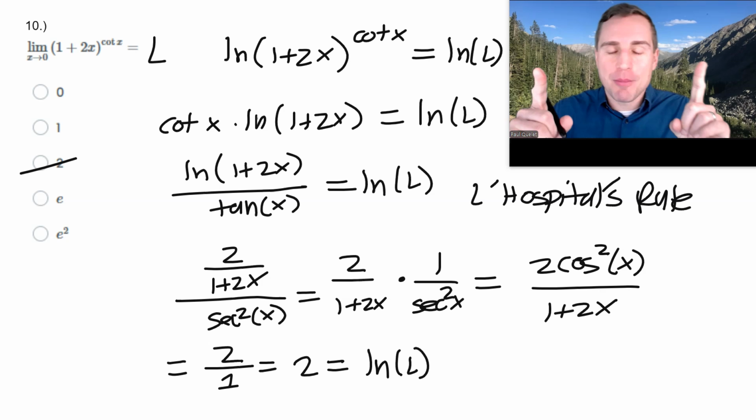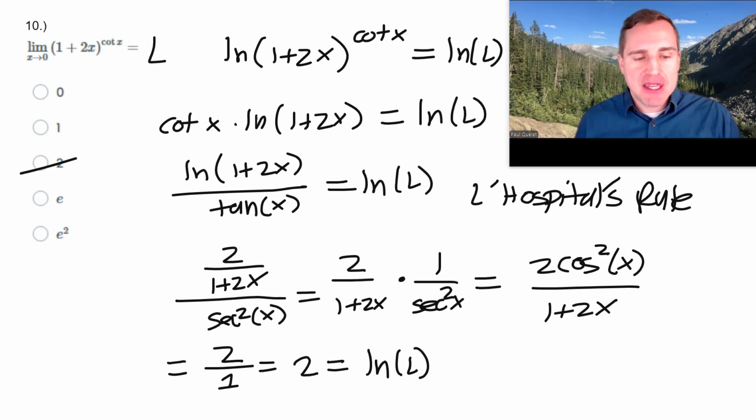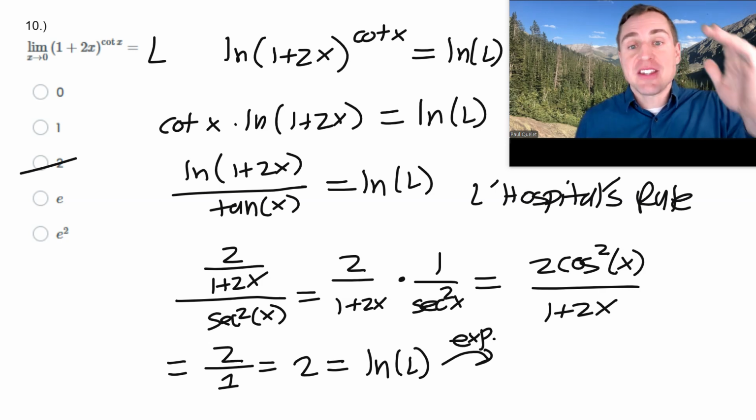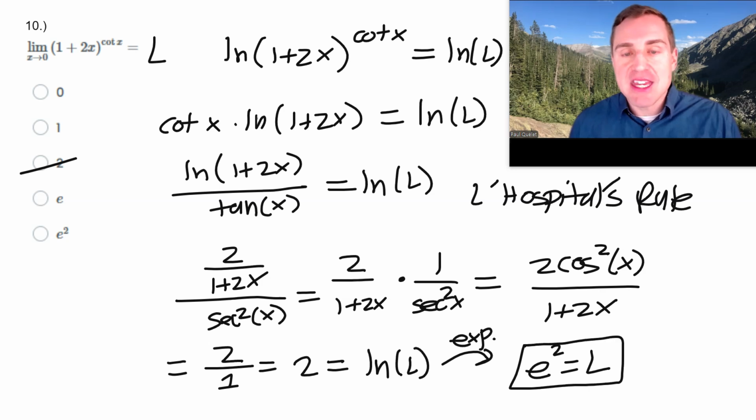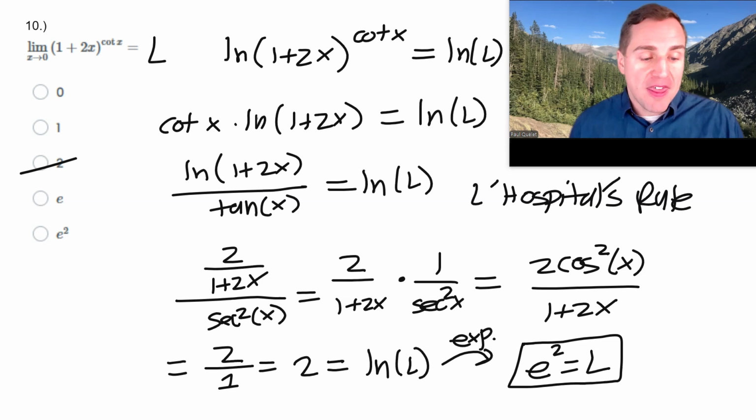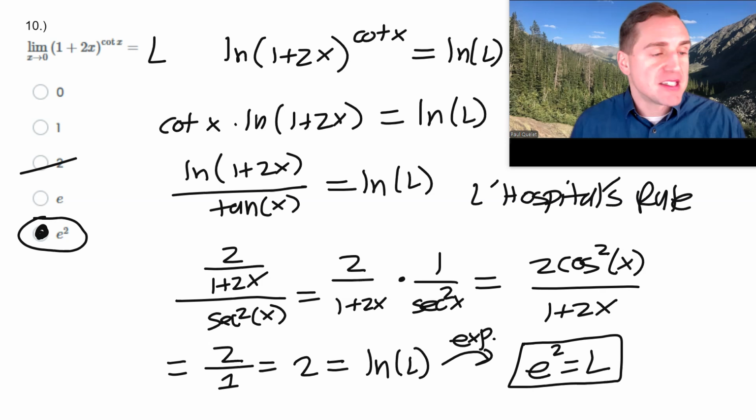Remember, we took the natural log at the beginning. So now we need to exponentiate both sides. If we exponentiate both sides, they both become e to the second, e to the ln of L. So that's e squared is equal to L. So this limit, believe it or not, is e squared, e being the natural base. So that is our answer. e squared is this limit value.